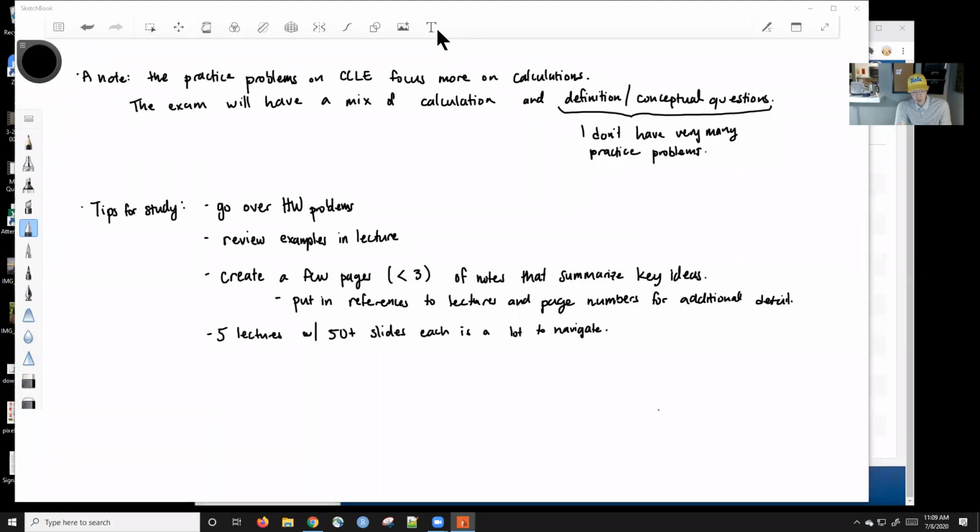Will all questions be multiple choice? Yes. So all questions are multiple choice. And you can use any calculator and even R to solve problems.